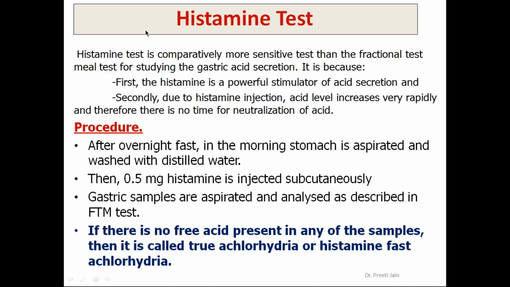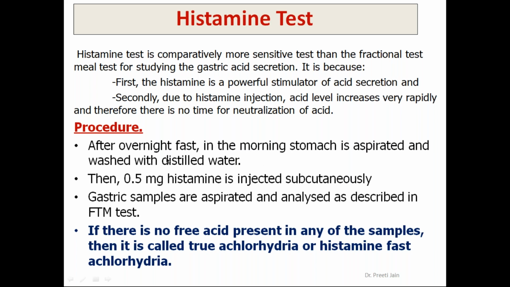Right. Another test is the histamine test. It is comparatively more sensitive than the fractional test meal for studying the gastric acid secretion. It is because histamine is the most powerful stimulant of acid secretion. Secondly, due to histamine injection, acid level increases very rapidly and there is no time available for neutralization of acid.